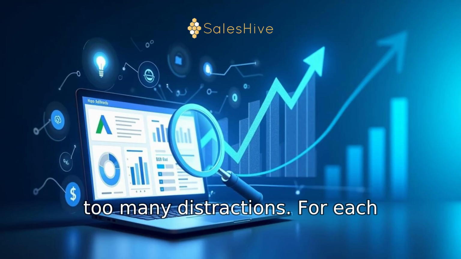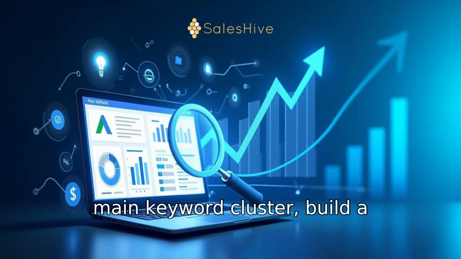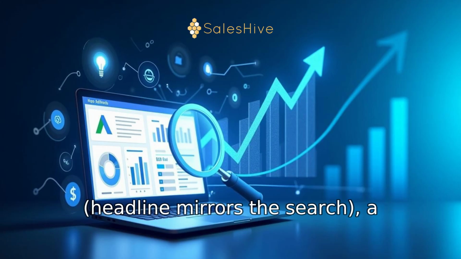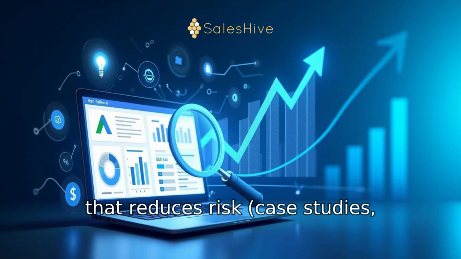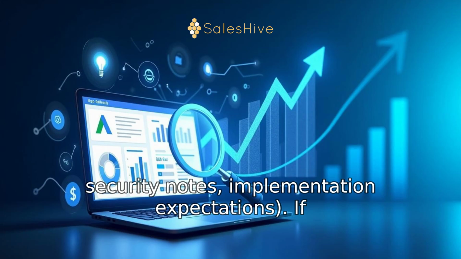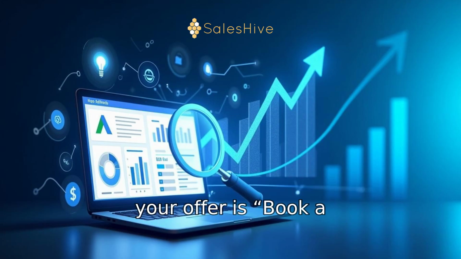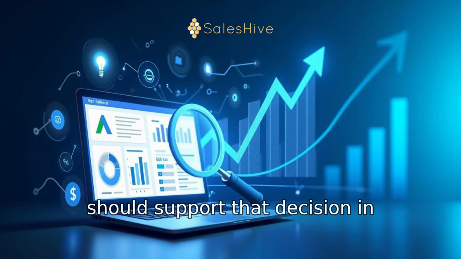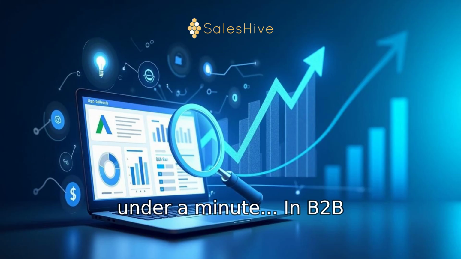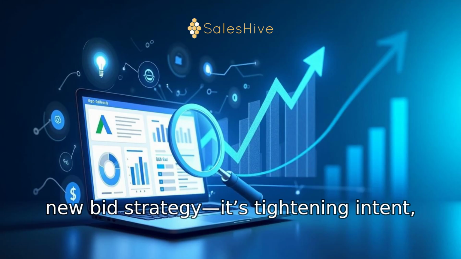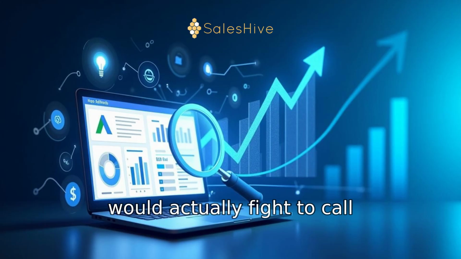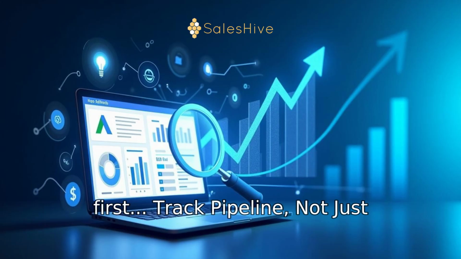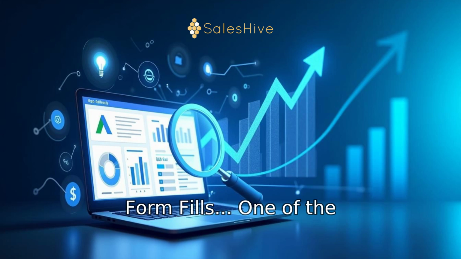For each main keyword cluster, build a dedicated page with message match, headline mirrors the search, a single primary CTA, and proof that reduces risk, case studies, security notes, implementation expectations. If your offer is book a demo, everything on the page should support that decision in under a minute. In B2B paid search, the fastest way to improve ROI isn't a new bid strategy. It's tightening intent, qualifying aggressively, and optimizing to the leads your sales team would actually fight to call first. Track pipeline, not just form fills.